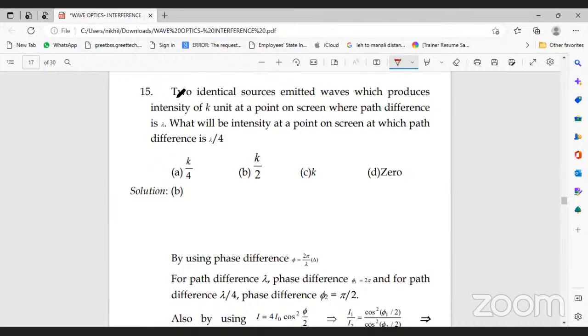How many identical sources are there? 2, sir. 2. What intensity does it produce?